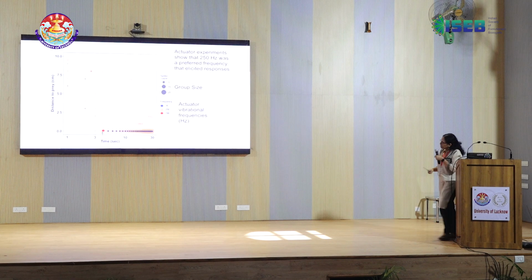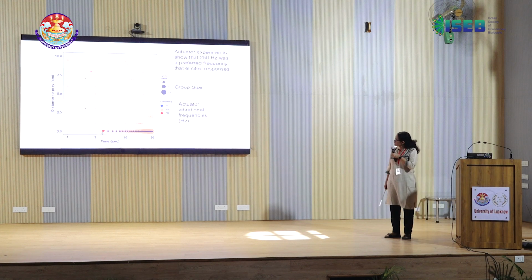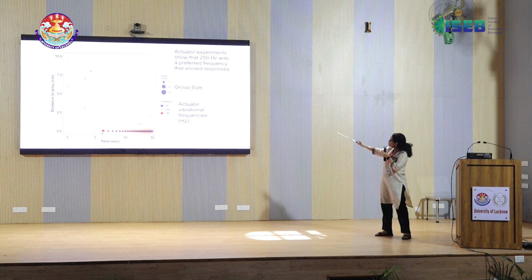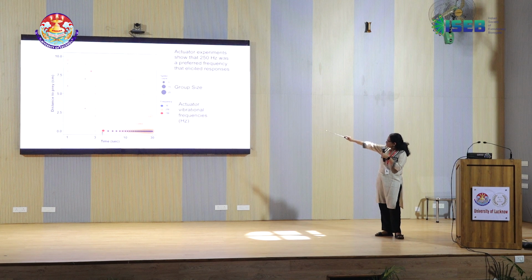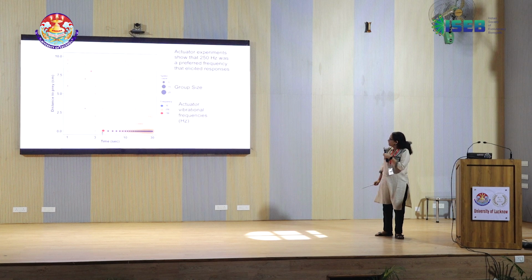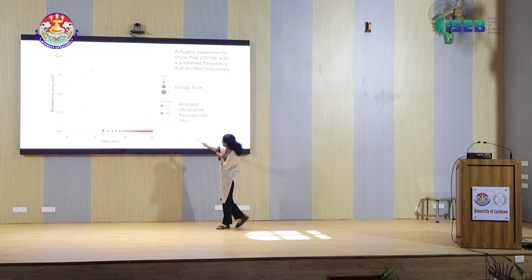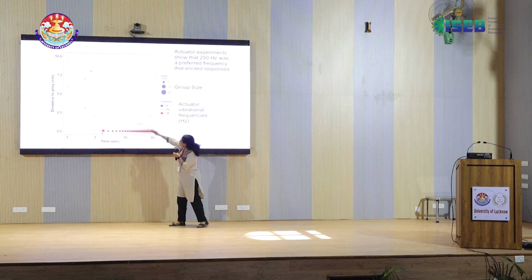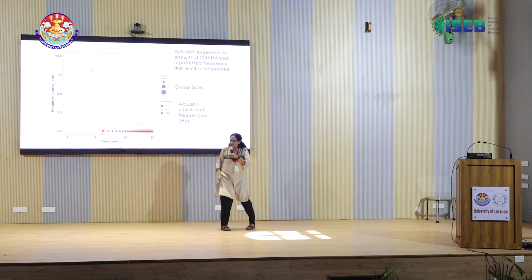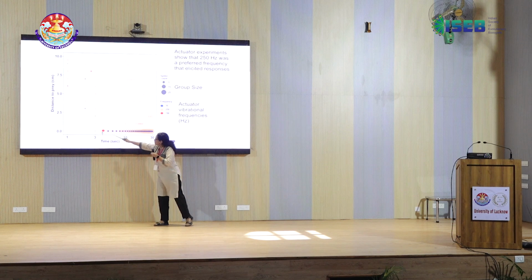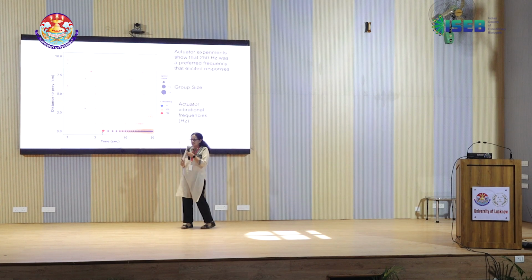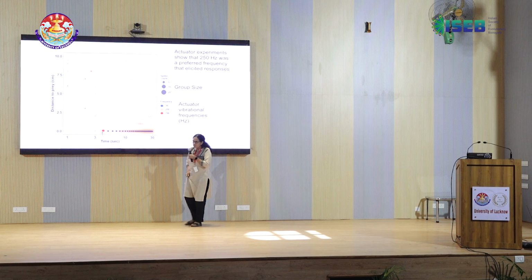So here is what those actuator experiments tell us. You can see that we worked with 3 different group sizes: colonies of 5, 15 and 25. And we used vibrational frequencies of 50, 250 and 700. Though this looks like a very crowded graph with lots of bubbles in it, what we can see is that most of the responses are towards the 250 hertz frequency. And interestingly, at the 700 hertz frequency, only one spider responded to it.